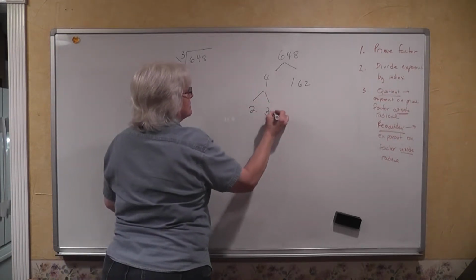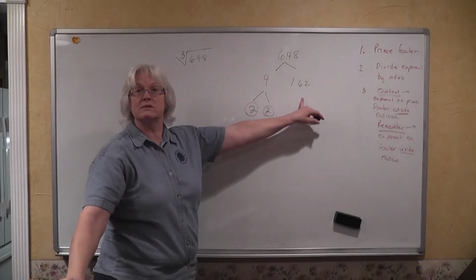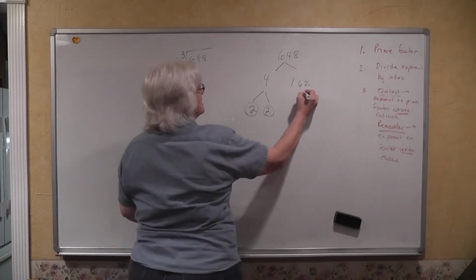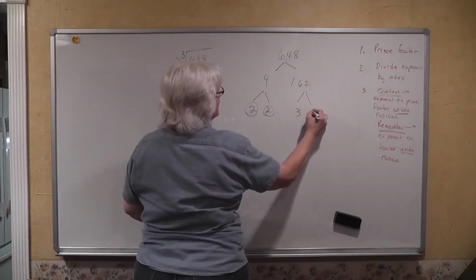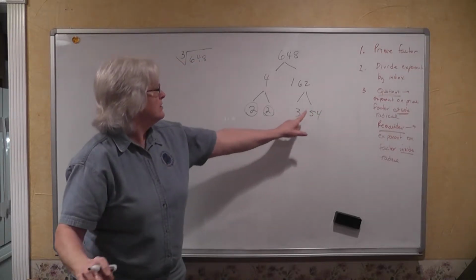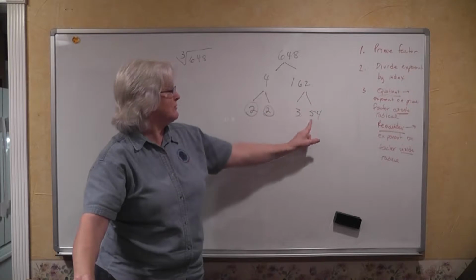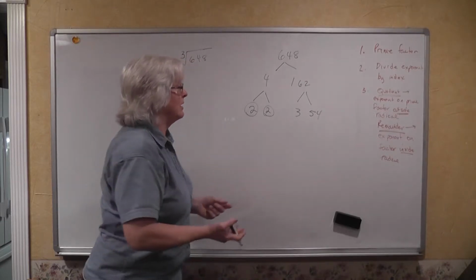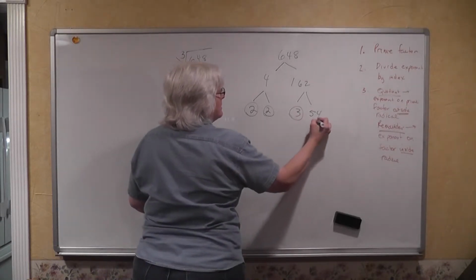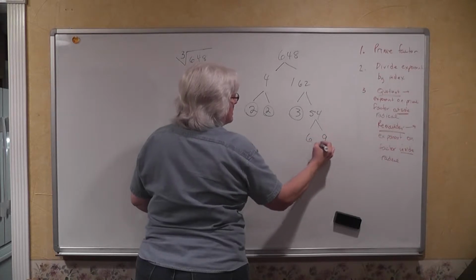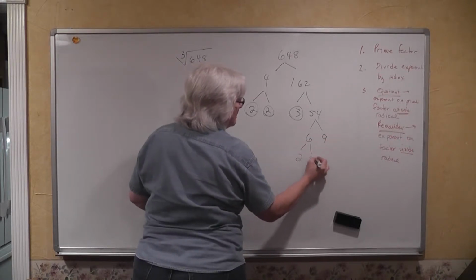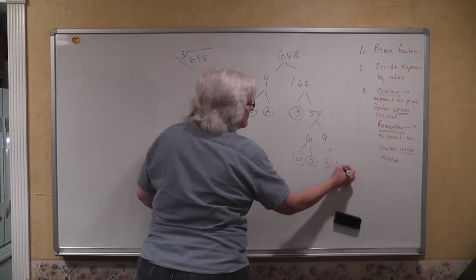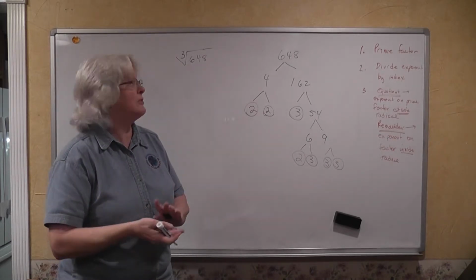4 factors into 2 times 2. 162 is divisible by 3 because the sum of the digits is divisible by 3. So I have 54, I think. 3 times 4 is 12. 15 carry 1 is 6. Is your factor tree going to look the same as mine? Maybe, maybe not. Doesn't matter. 3 is a prime. 54, 6 times 9 is 54. 2 times 3, and 3 times 3. I've now completed the first step.